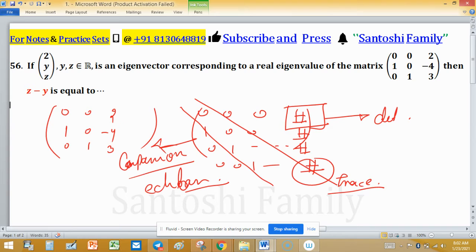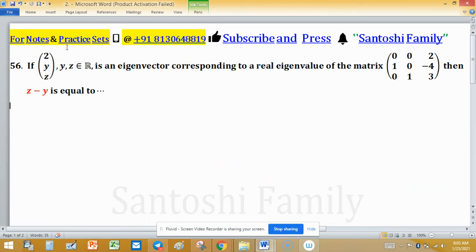So for a companion matrix, it is easy to write the characteristic equation: a_n plus a_1 x^(n-1) in general, plus a_2 x^(n-2), plus a_3 x^(n-3), and so on up to the last a_n, equal to 0. Because this is a 3 by 3 matrix, the order of the characteristic equation will be 3. So I am going to write the characteristic equation for this matrix.